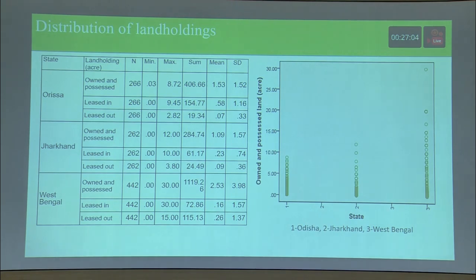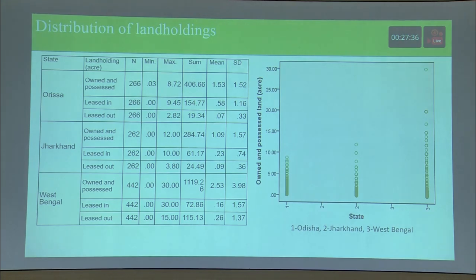You can see the distribution of land holdings in West Bengal. It's very skewed compared to Odisha and Jharkhand here. The distribution is skewed in the sense that there are two outliers you can see here, where people's operational land holdings, especially in leased in and leased out cases also, are higher compared to states like Odisha and Jharkhand.